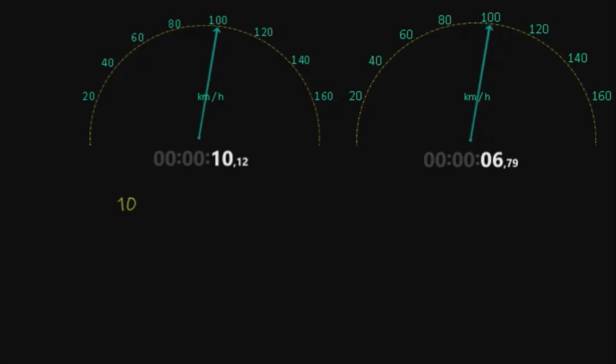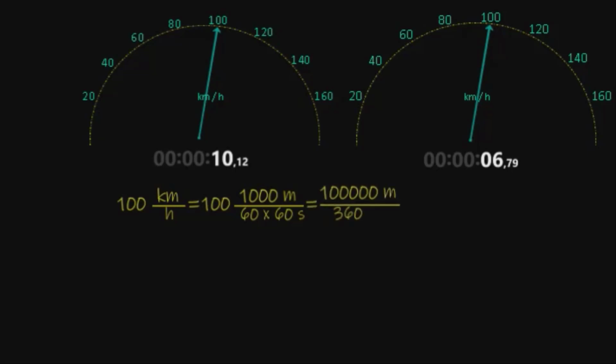Let's do that. 1 kilometer is 1000 meters and 1 hour is 60 times 60 seconds. So 100,000 meters over 3600 seconds is equal to 27.78 meters per second. This is our delta V.